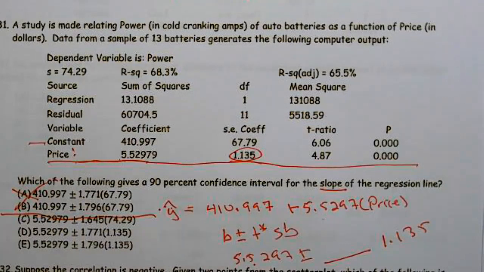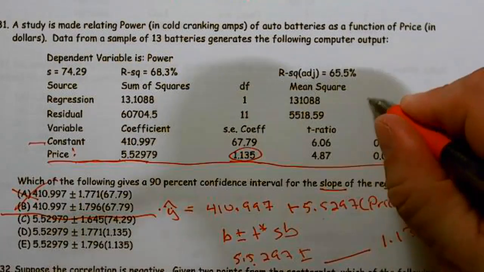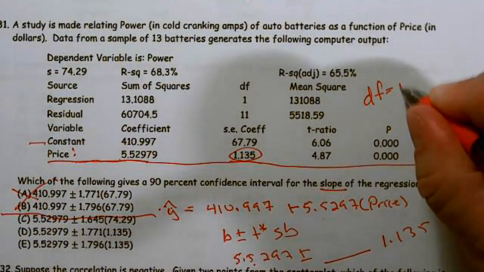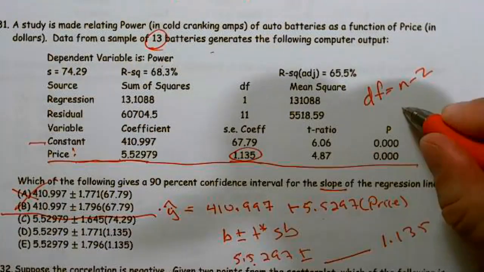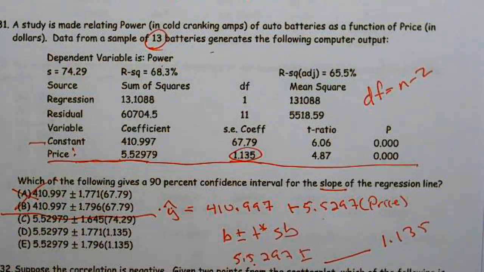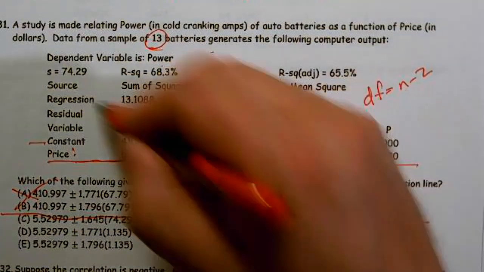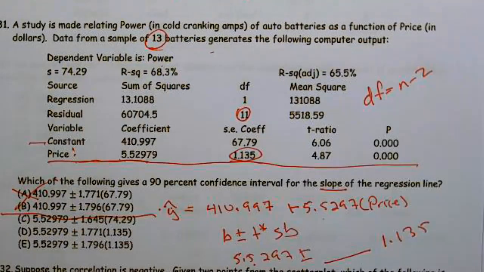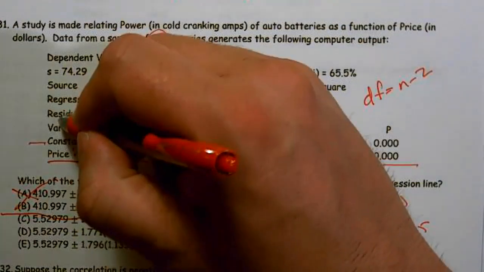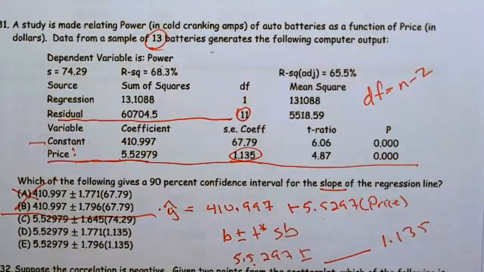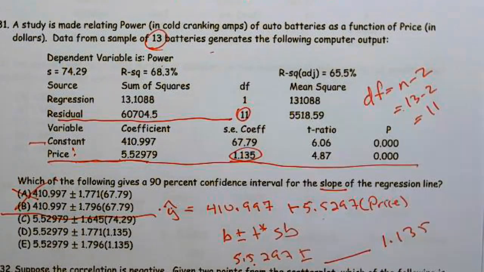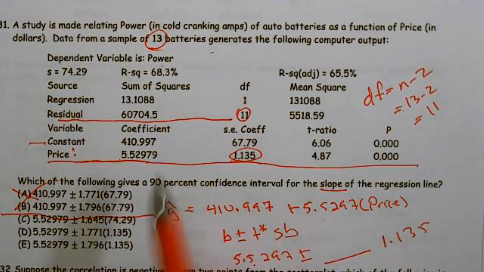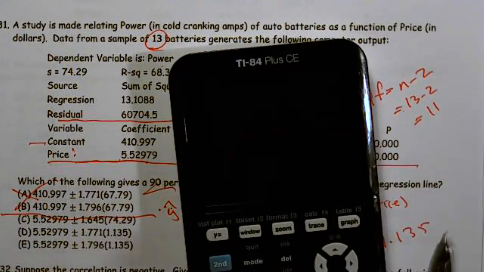So now I need to calculate my T star. Well, remember, I need to know my degrees of freedom. Degrees of freedom is n minus 2. And in this case, they told us that it was 13. Now, I'll be cruel, and I may not tell you that, but it's also the one written right there on the residual line, so you can also find your degrees of freedom there, okay? So in this case, 13 minus 2 is 11. So we need to do a 90%, what was that? Yes, 90%. So here we go.